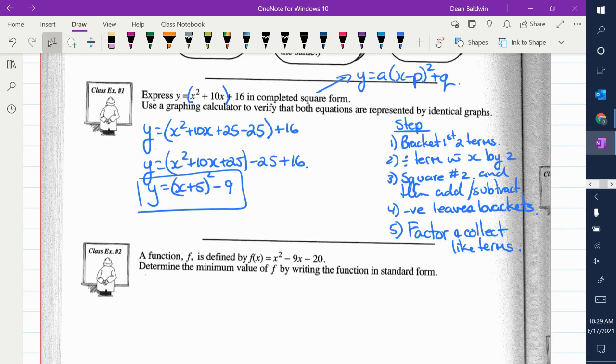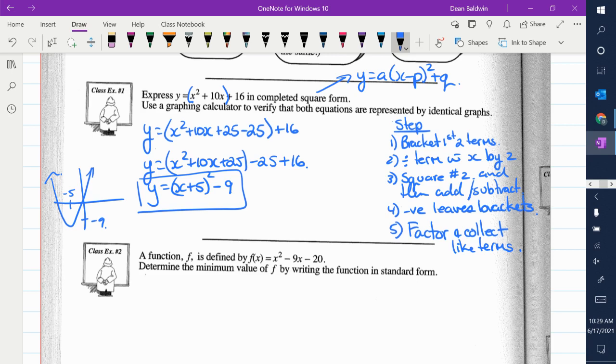Which means you know the vertex. What's the vertex? Negative 5, negative 9. They're not asking us to graph it, but we'll do it. Negative 5, negative 9. Does it open up or down? Up. There you go. All right. That's all there is to it.